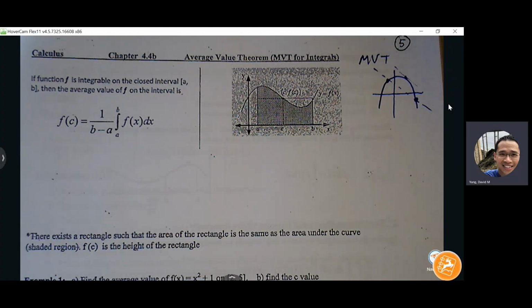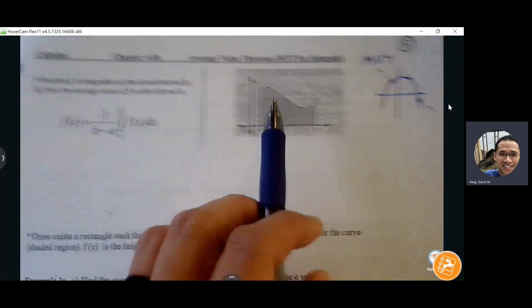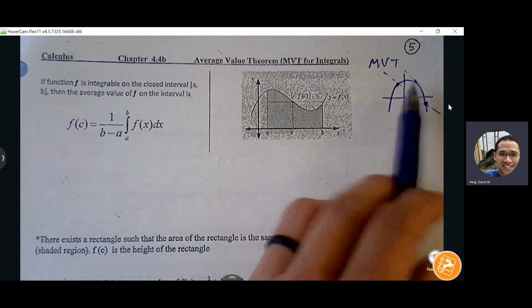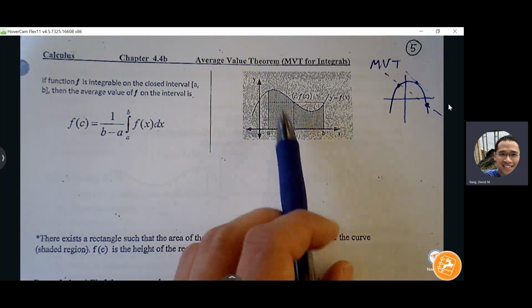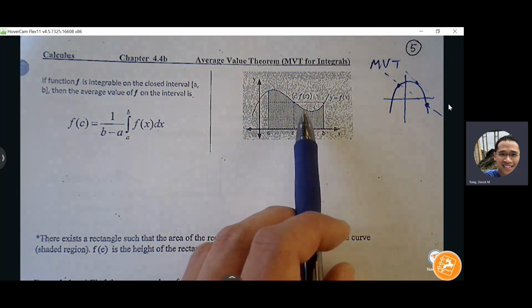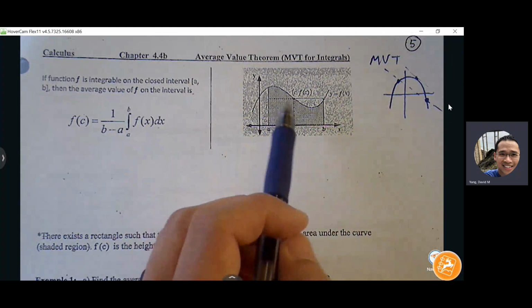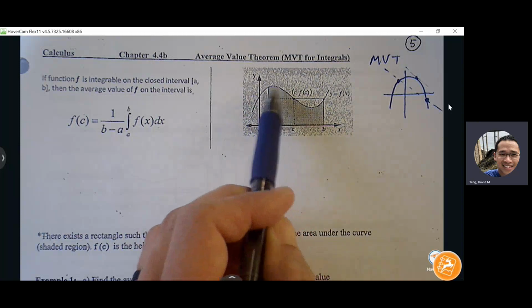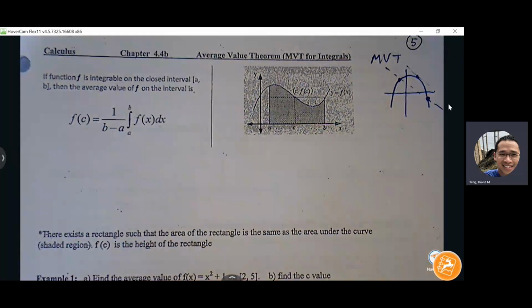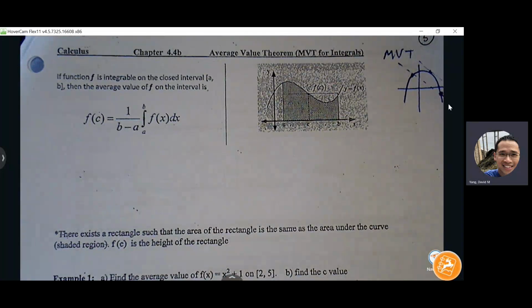The average value theorem is not guaranteeing a height. Sorry, it's not guaranteeing a slope. Rather, it's guaranteeing a specific height. Basically, we're saying that we can guarantee a specific height over the course of that interval. Okay, but let me back up a little bit and talk about what this theorem is doing.